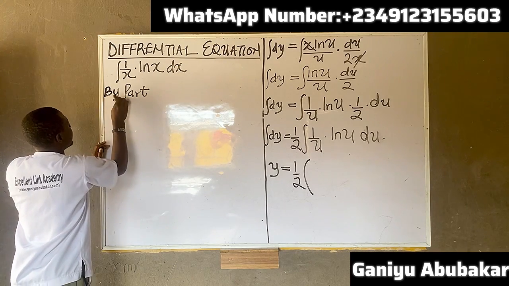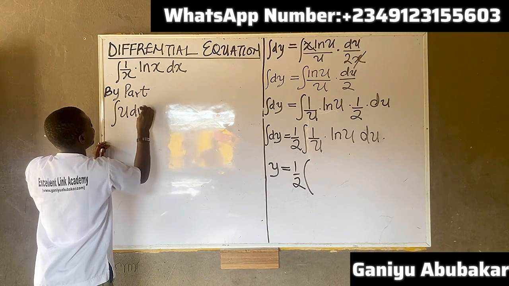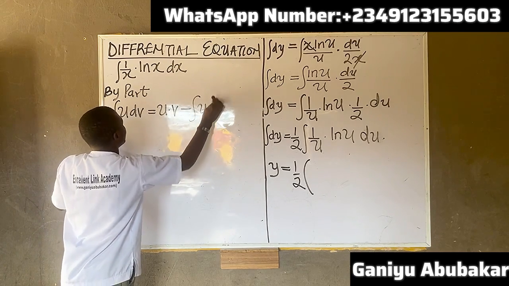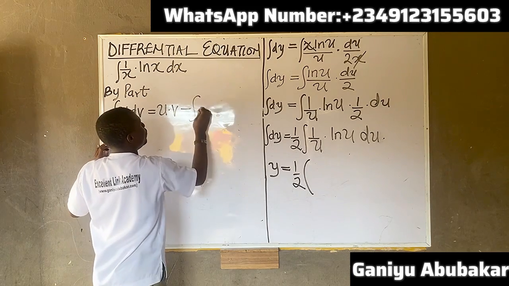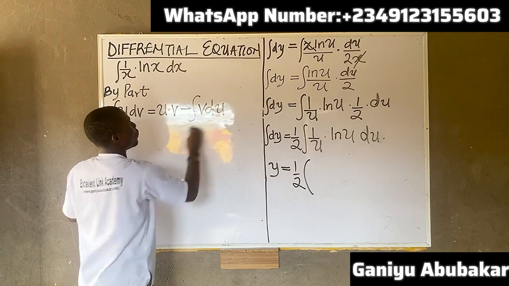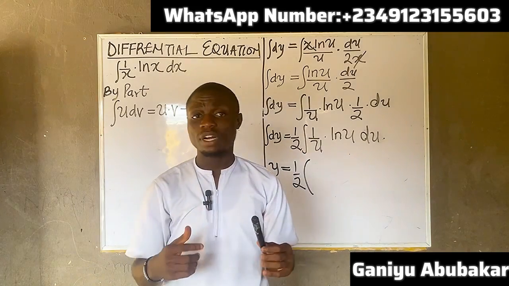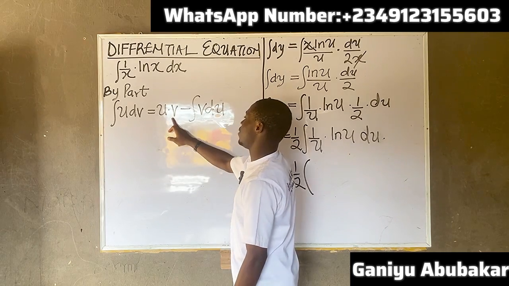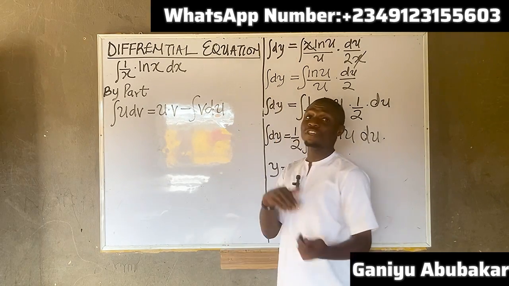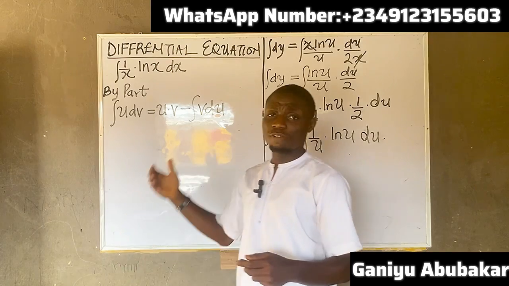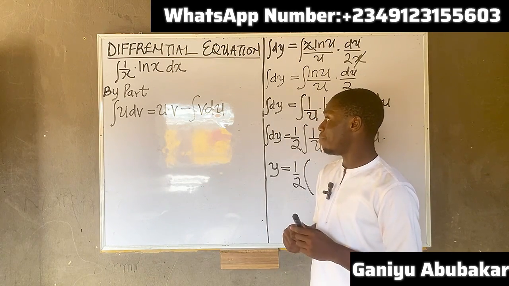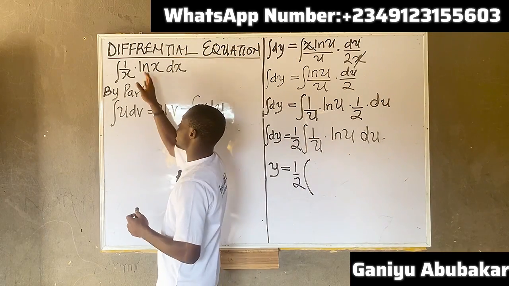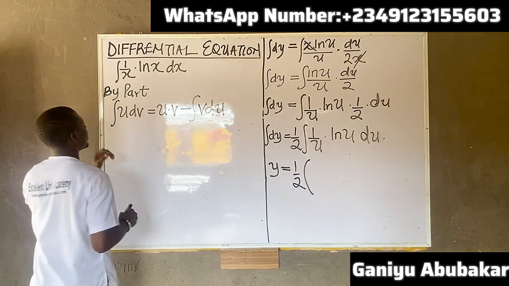The formula for by parts is given as the integral of u dv equals u dot v minus the integral of v du. This is the formula for calculating by parts, right? So let's see how we can use this to find the answer to this integral.